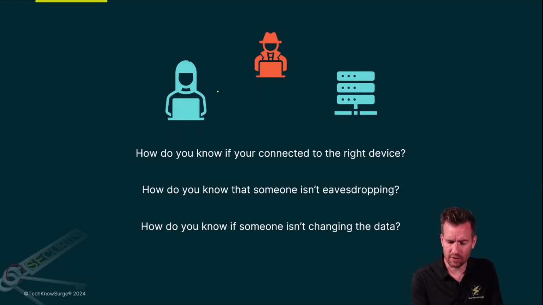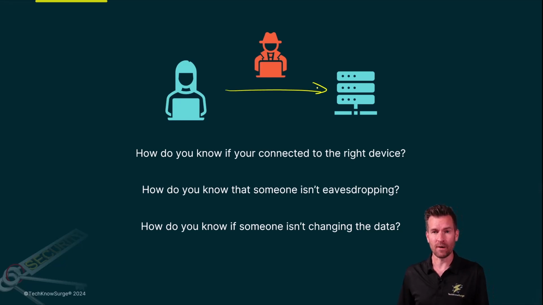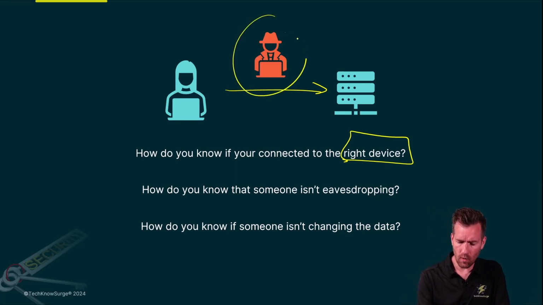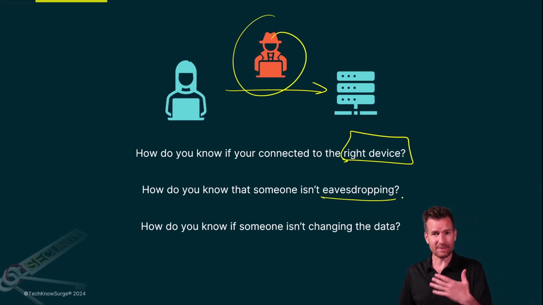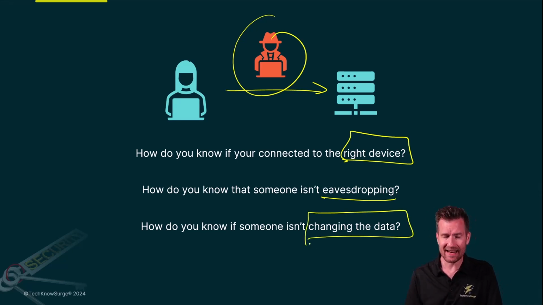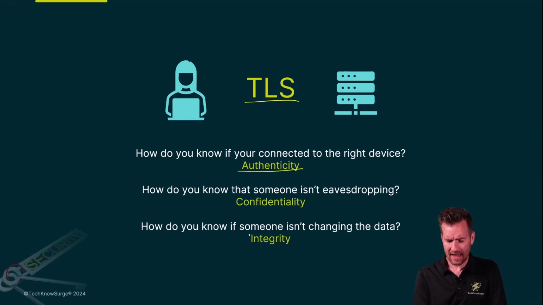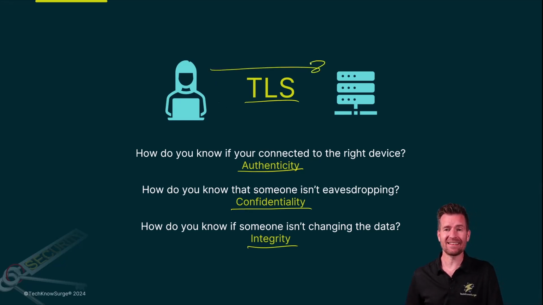When we're connecting to devices that we've never connected to before, there are some things that we want some assurance on. We want to make sure that we're connecting to the right device. We want to make sure that there's no one eavesdropping in the middle and intercepting those messages and seeing what communication is going back and forth, seeing what our passwords are, seeing what our bank accounts are, and making sure that they're not changing any data as it goes back and forth. And that's where TLS comes into play. TLS offers a certain level of authenticity, confidentiality, and integrity, even if we've never connected to that device before.